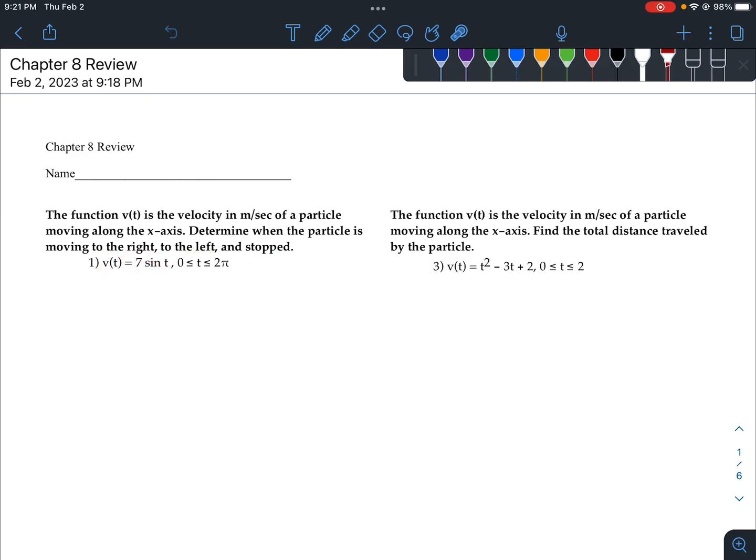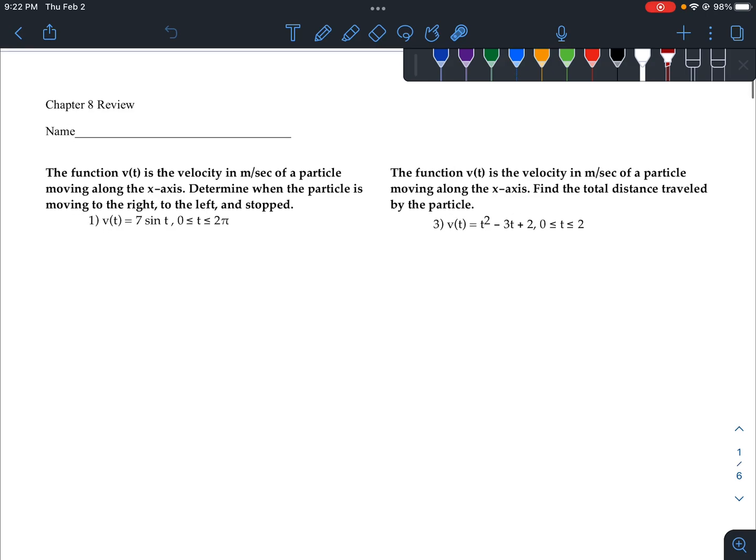So here's our velocity function. Just as a reminder, on a velocity function, it is moving right when velocity is positive. A particle is moving left when velocity is negative, and it is stopped when velocity is 0.